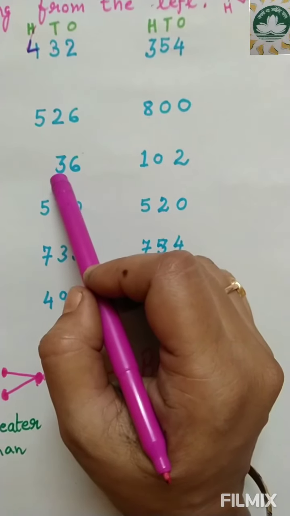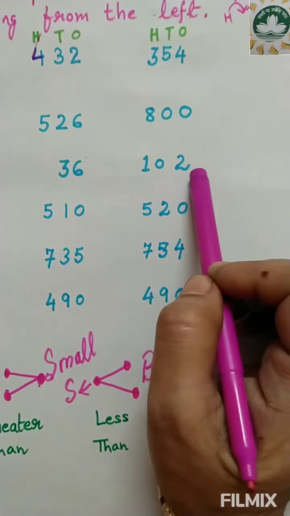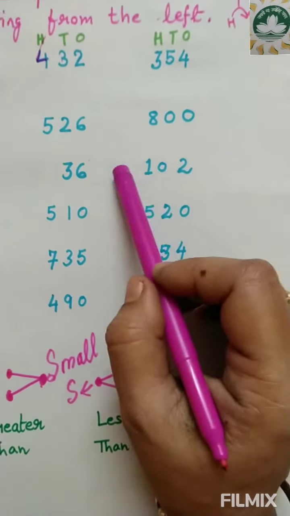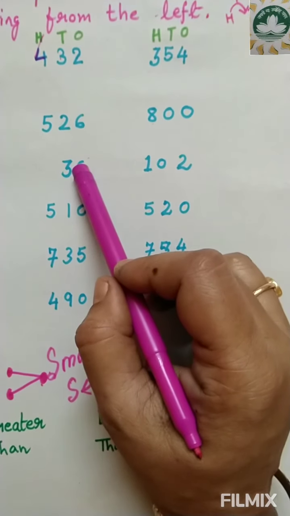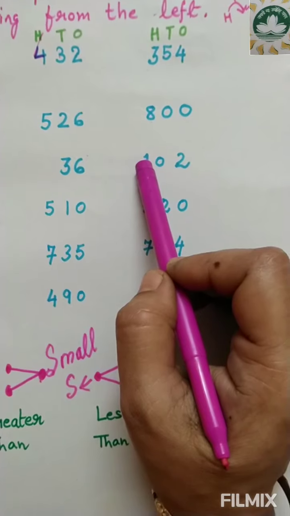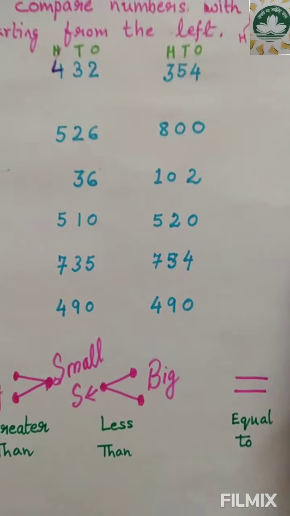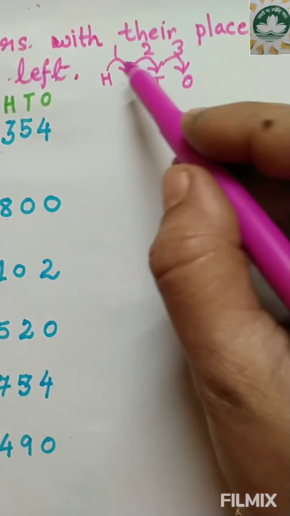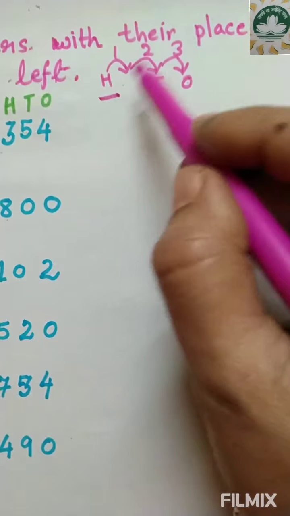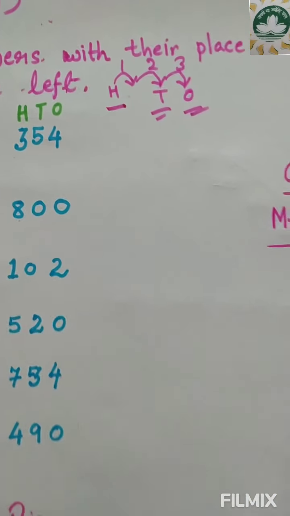But another case is there, if you have just a 2-digit number on one side and a 3-digit number on the other side, you will simply put the greater sign on the 3-digit number because the 2-digit number is always less than the 3-digit number. Similar goes with the 1-digit number. So first we start with 100. We compare the hundreds place number, then the tens place number, and lastly the ones place number.